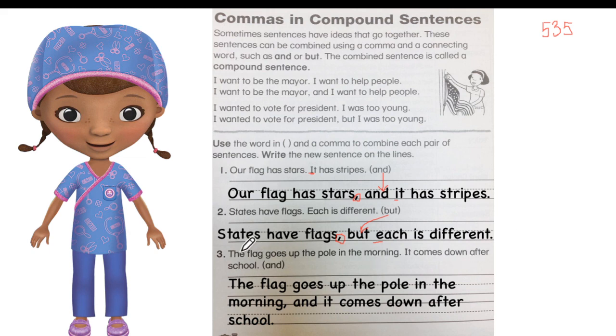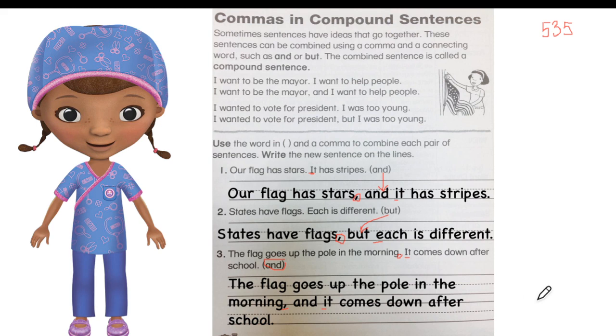And the last one, the flag goes up the pole in the morning. It goes down after school. You need to join it with a conjunction and. As you can see, because I already pressed the button, once again, you change the period into comma, add the conjunction word and, put it here after comma, and change the capital letter into the small letter of the word it.